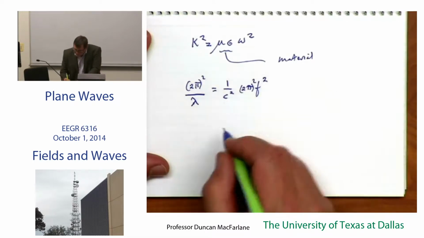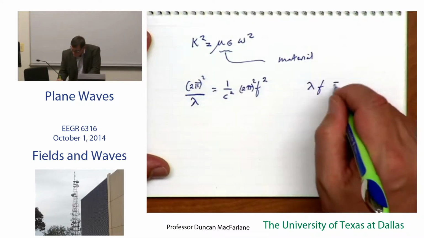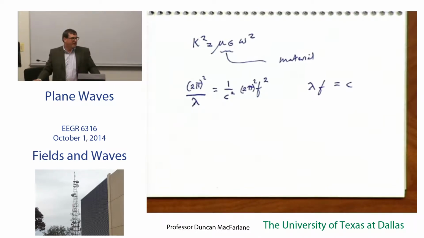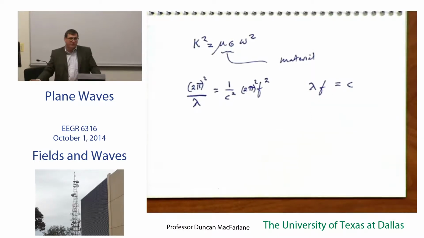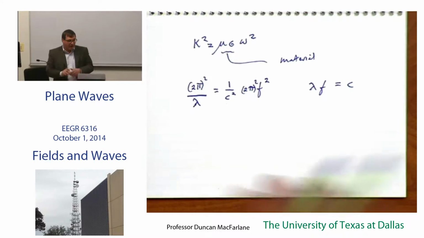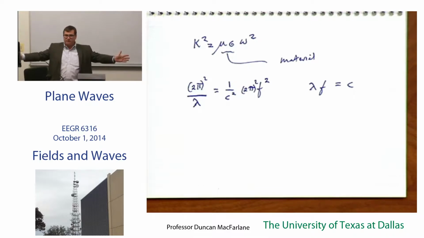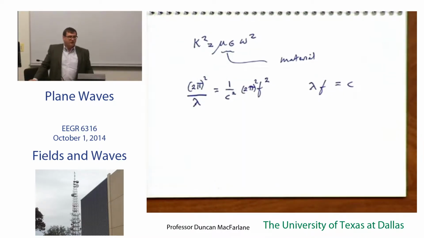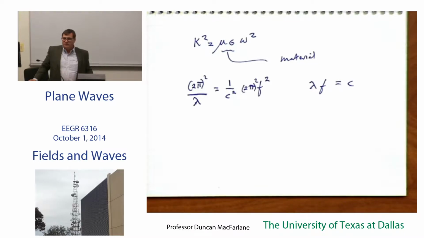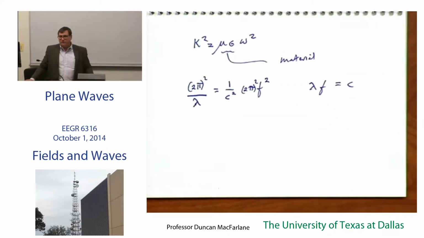And if I cancel out the 2 pi's, I've got lambda f is equal to c, or for some of us in the audience, lambda nu is equal to c. So this is a wavelength times a frequency is equal to the speed of light, or the speed of propagation of the signal. So what we have is this plane wave, e to the i omega t plus or minus kz, and it is moving in time through z at 3 times 10 to the 8 meters per second, or a foot a nanosecond. If it goes into water, it slows down by about 2/3.